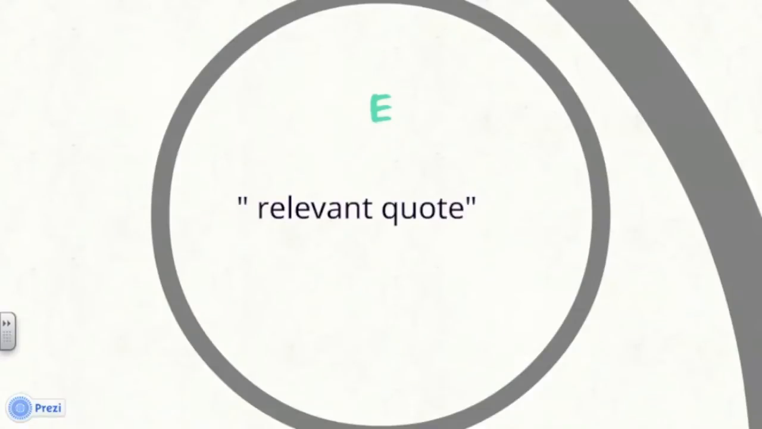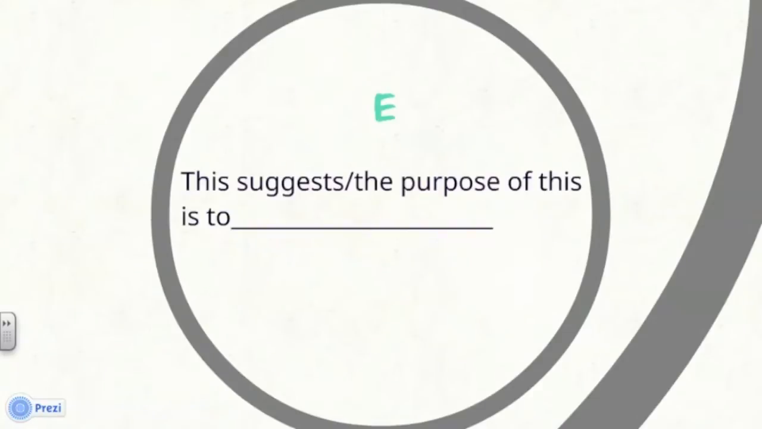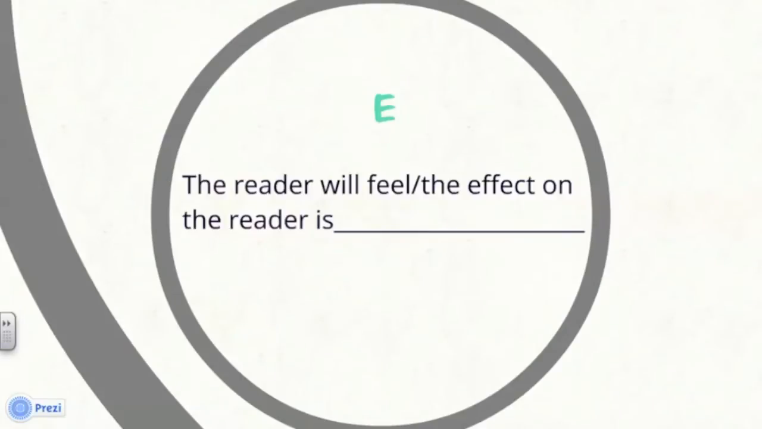Then you need to put in your relevant quote in quotation marks. Then you need to say what that quote suggests. Look at the specific words in the quote that you've chosen and think about what those words suggest to the reader. Why would the writer have used those words? This then links to the final part of your paragraph: what is the effect on the reader? How are those particular words going to make the reader feel? The writers put these words in for a reason. They want you to feel a certain way, so you've got to think about what it is they want you to feel.